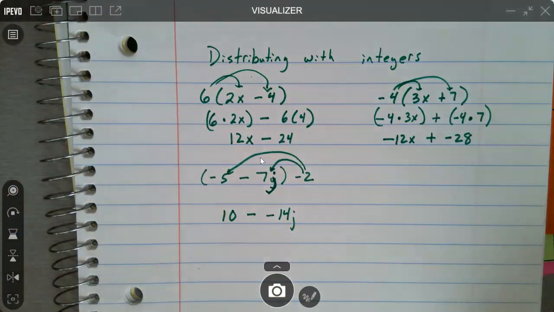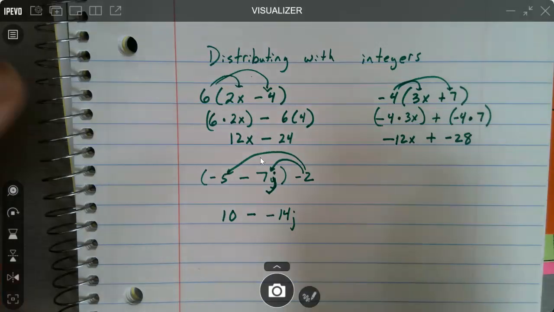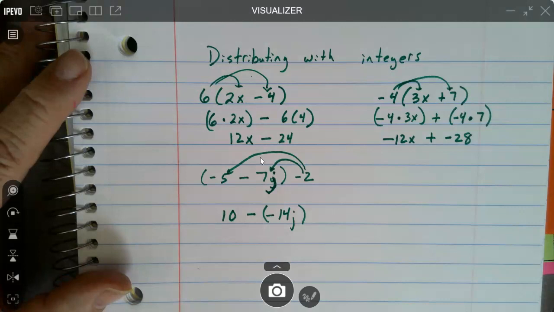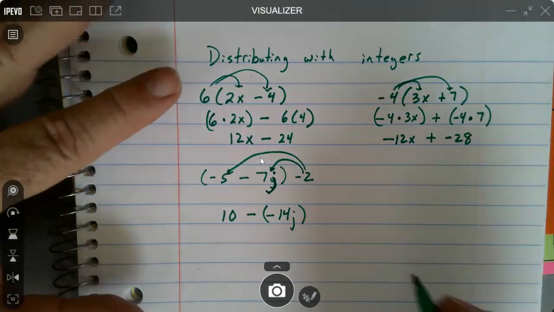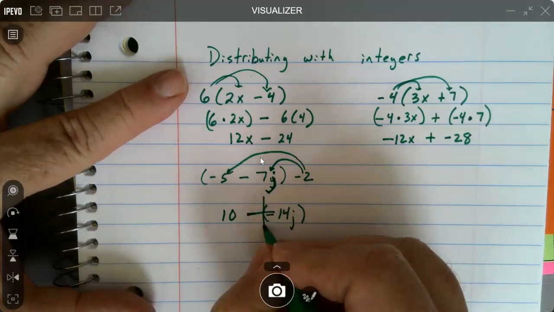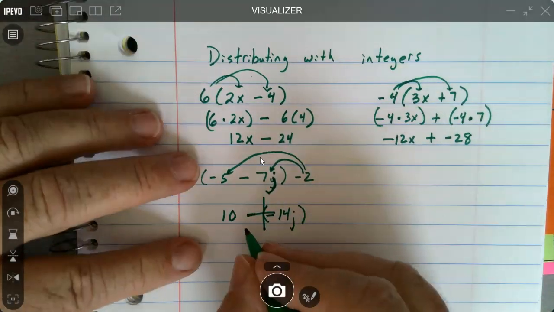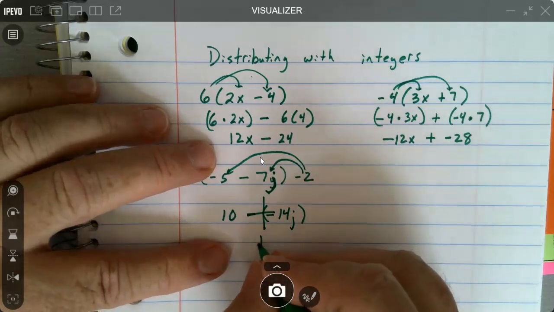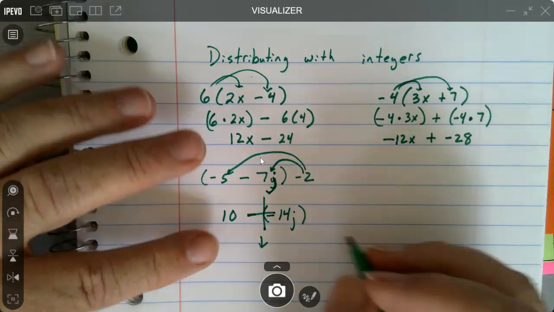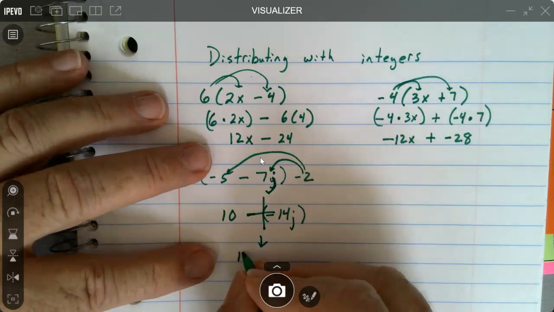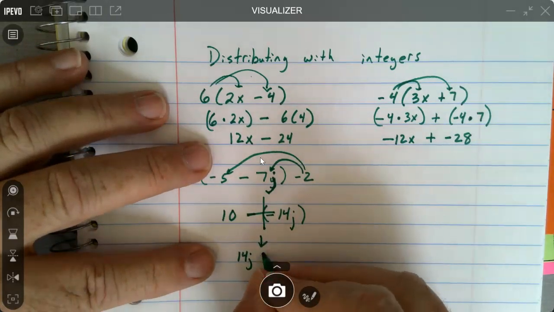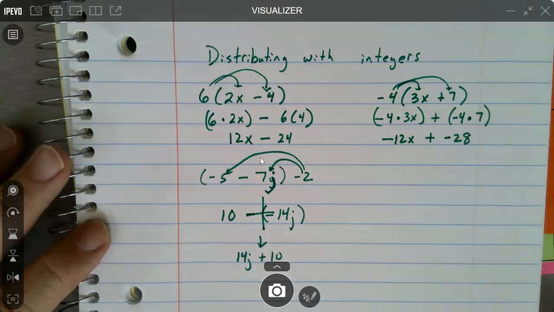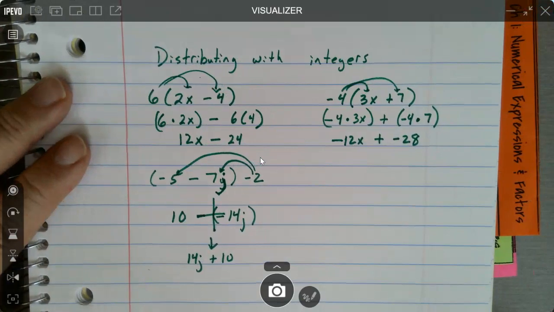I'm just going to give you a second to take a look at that and see if there's anything that we should do. You're right. Minus minus means big plus. So you have 10 plus 14j. And algebraically, remember what we talked about? You should have this one in front, so 14j plus 10 would be the better way to do it.